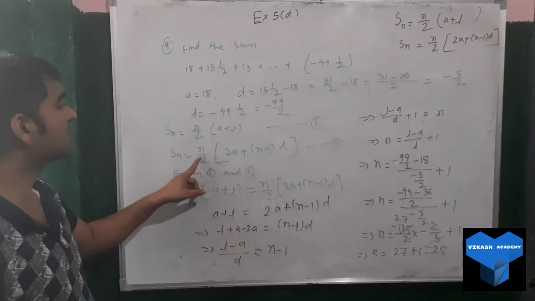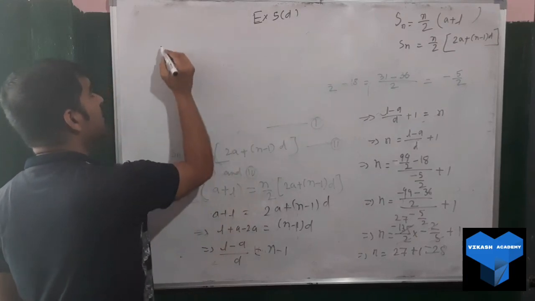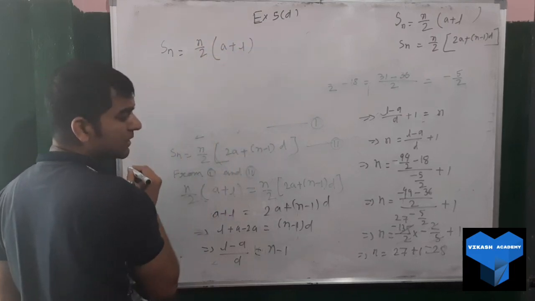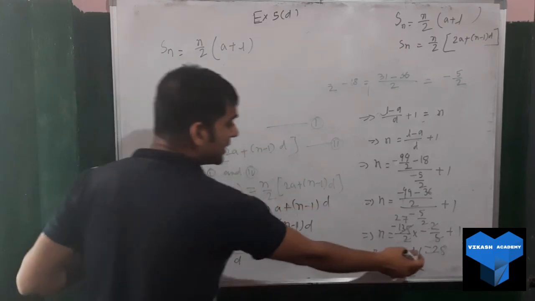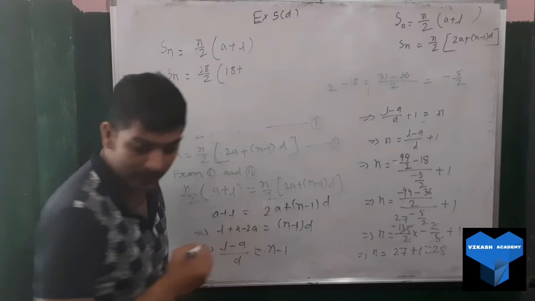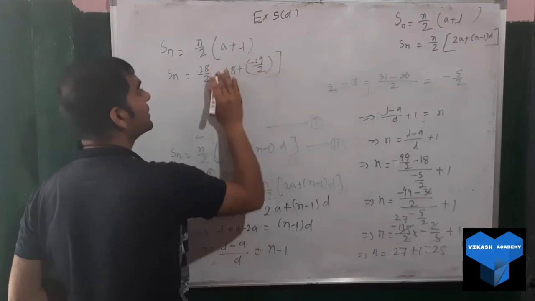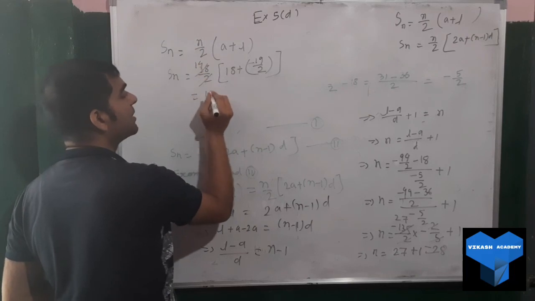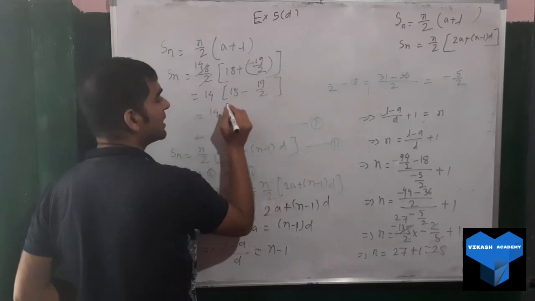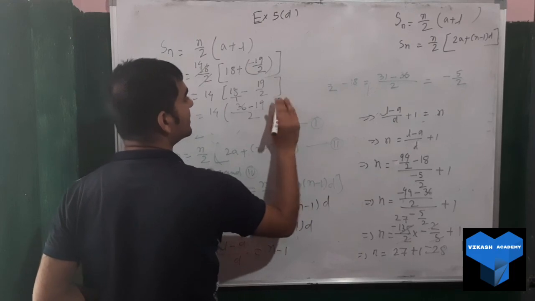Use this 28 in the first formula and you can easily get the value. So we will use this in the first formula. If you know the formula, Sn is equal to n by 2 times a plus l. Sn, n we are getting 28 here, so 28 by 2, then a we have here 18 plus l. You need to remember l, we are getting minus 99 by 2, put in the bracket. Then cancel 2, you will get 14, then 18 plus minus 99 by 2. Next, take the LCM 2 inside the bracket: 18 twos are 36, minus 99.